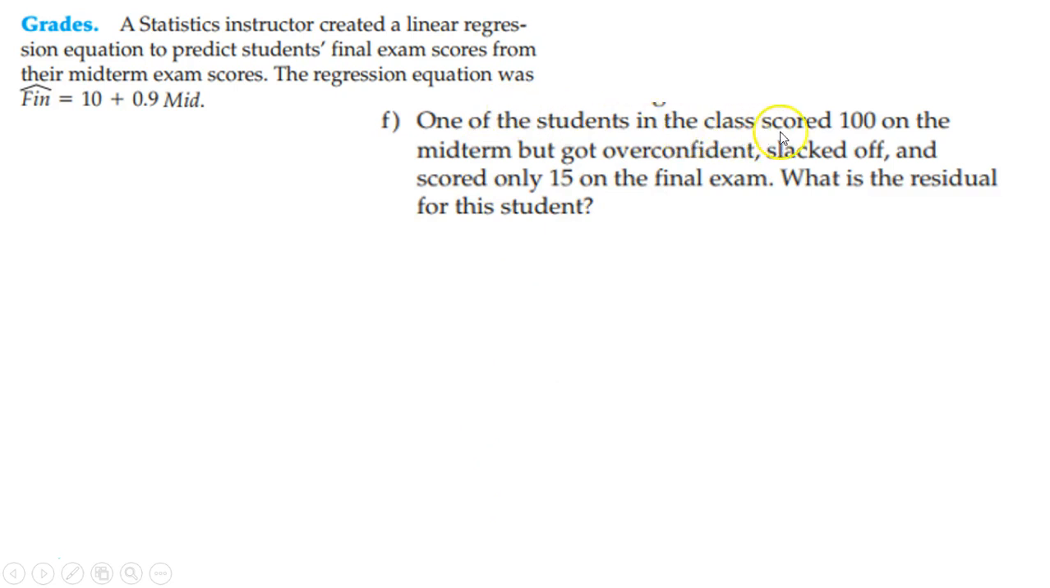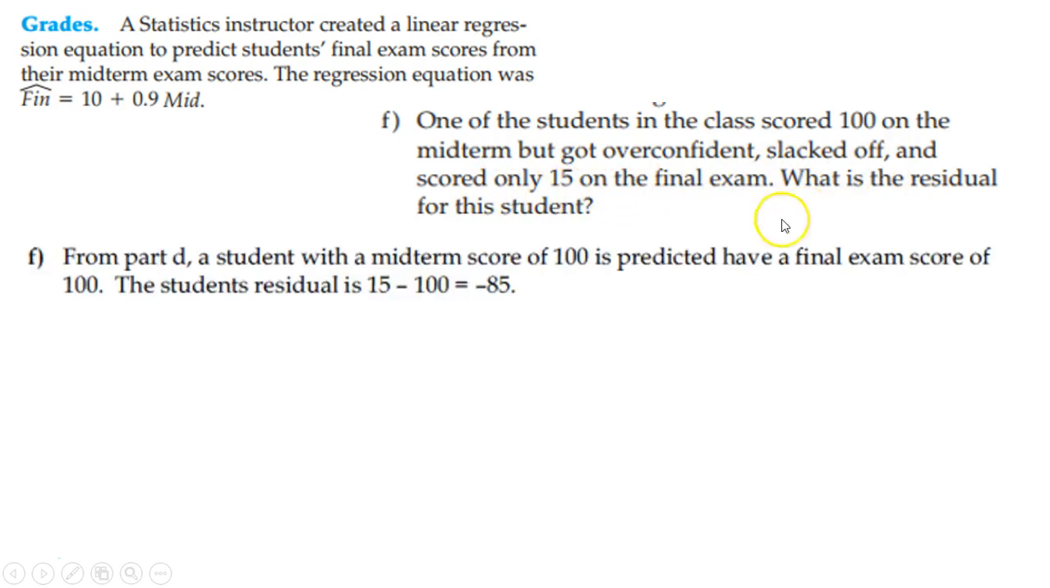If one of the students in the class scored 100 on the midterm, but got overconfident, slacked off, and scored only 15 on the final exam, what would that residual be? Well, from part D, a student with a midterm score of 100 is predicted to have a final exam score of 100. Right? What they're saying is, if you did actually score that, that wasn't a prediction. It says, what were you predicted? So you were actually that much below 15.